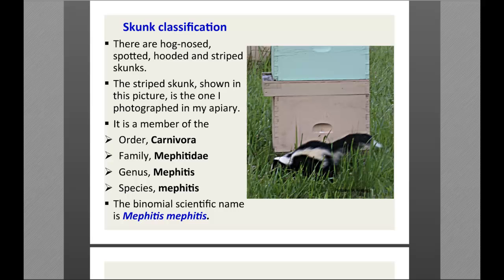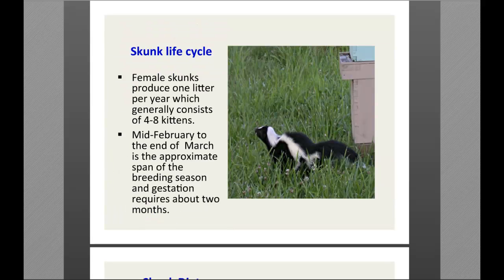I want to proceed with the life cycle of the skunk, which would produce 1 litter per year, which generally consists of 4 to 8 kittens. The breeding begins in about mid-February to the end of March. That's about the span of the breeding season. Probably the latter part of February is when much of the breeding occurs. And then the gestation for the developing young is 2 months. That is quite a short gestation period when you think about it.